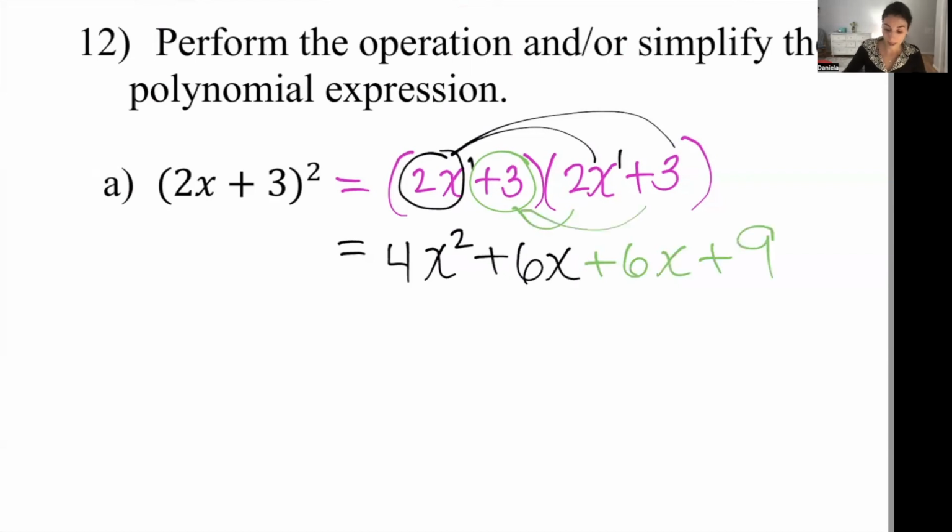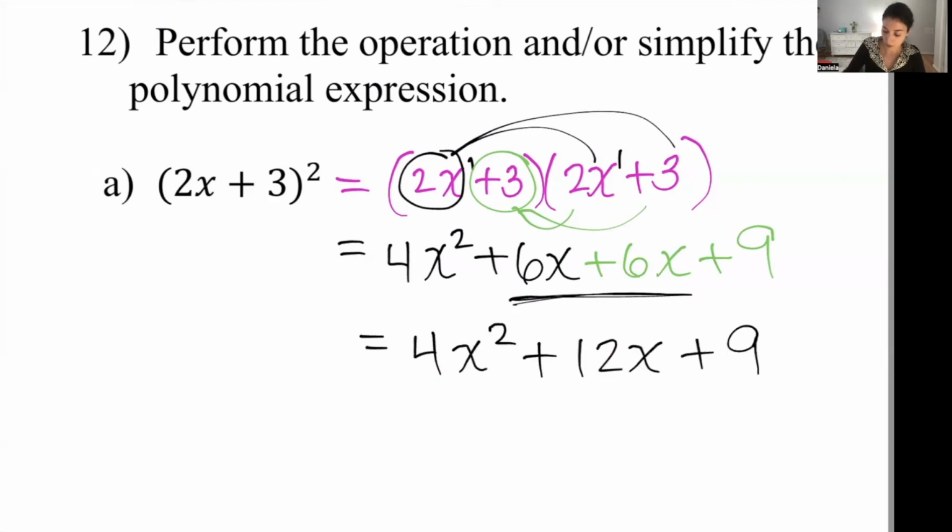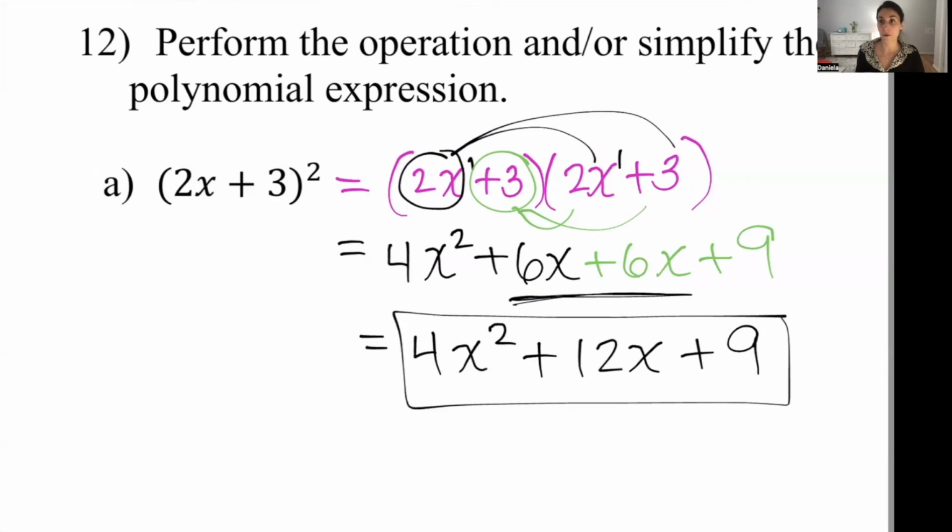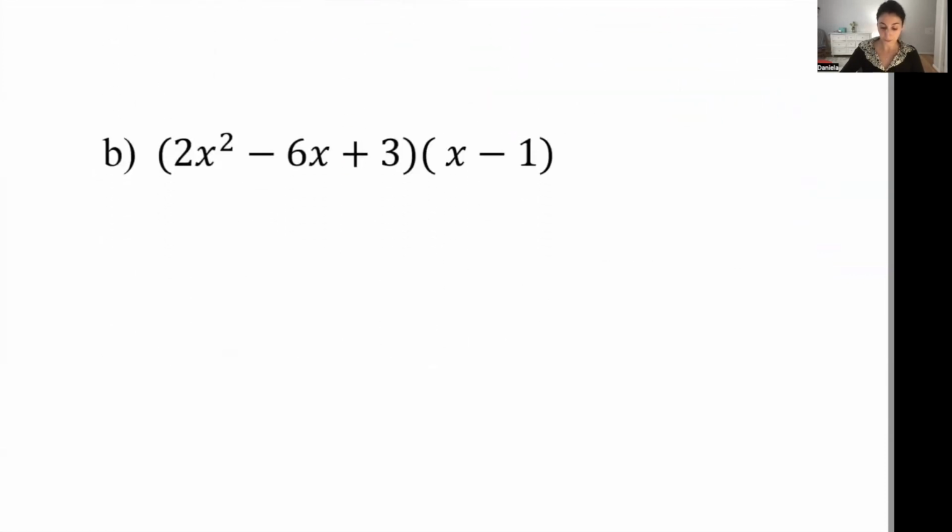Okay, and then last but not least, you're going to combine those like terms. 6x plus 6x is 12x. Okay, so there is going to be that middle term that people will miss out on if you just square these 2 terms. So be super careful on that. I can't even tell you how many times I see that common mistake.